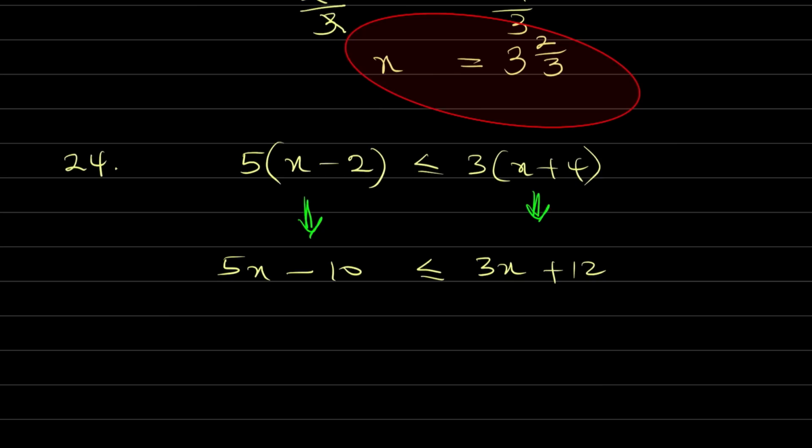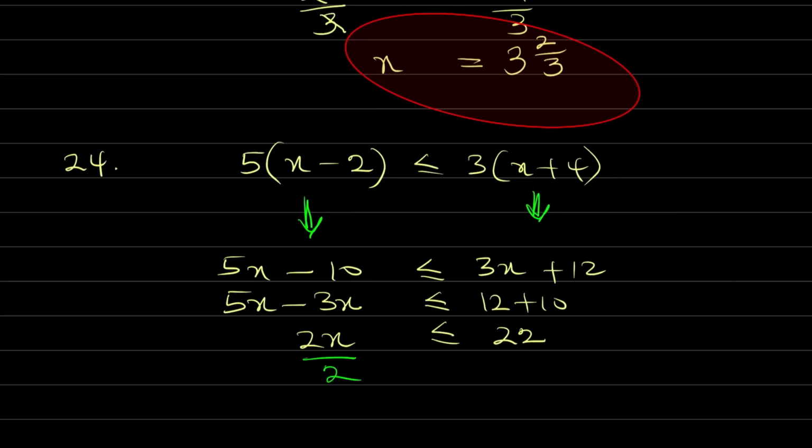So let's move all the unknown to the left hand side. We have 5x minus 3x, and then we move every other term to the right hand side. So less than 12 plus 10. 5x minus 3x is 2x, then less than or equal to 22. So we are dividing through by 2.